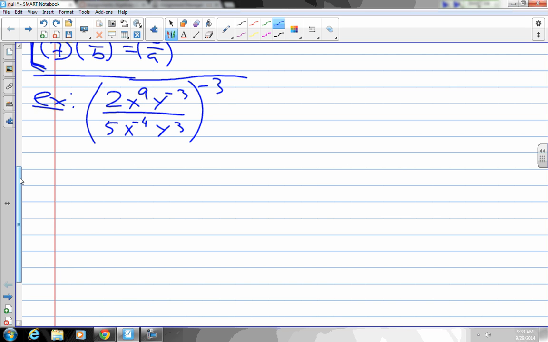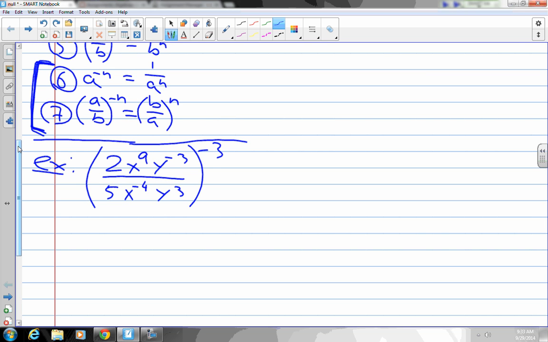Again, there's no do this first, do this second, do this third type of process. You kind of have a freedom of choice. What do you want to do first? Here are your options. You can just get rid of the outside negative power by flipping the whole fraction, right? Rule number 7: if you have a fraction raised to a negative power, just flip it, get rid of the negative power. You can do that.